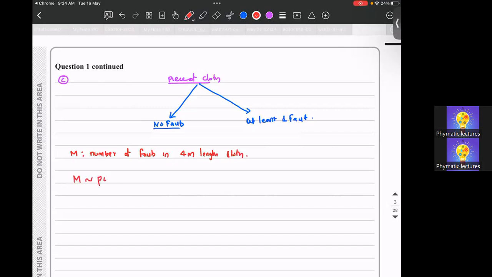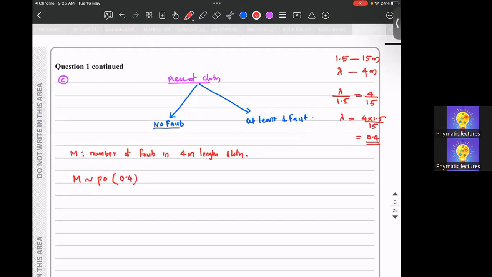M is Poisson distributed. We know 1.5 folds for 15 meters, and there will be lambda folds on average for 4 meters, correct? So we will proportion it. Lambda by 1.5 is 4 by 15. So lambda is equal to 4 into 1.5 by 15. So we will get 0.4, correct? So M is Poisson distributed with mean 0.4.